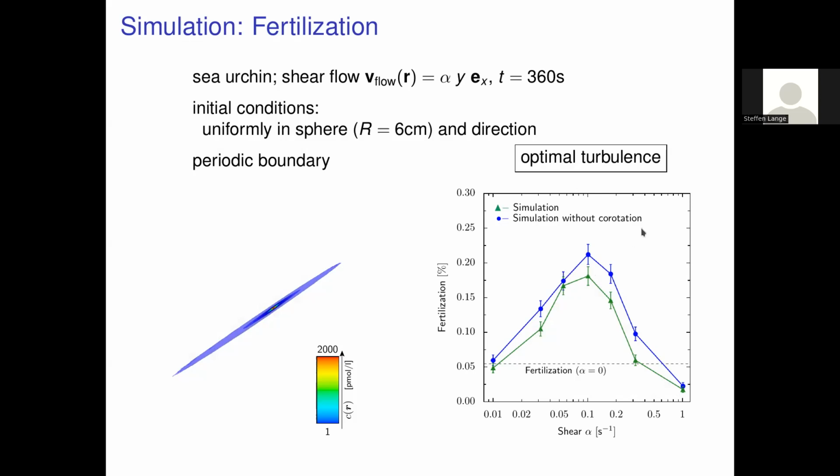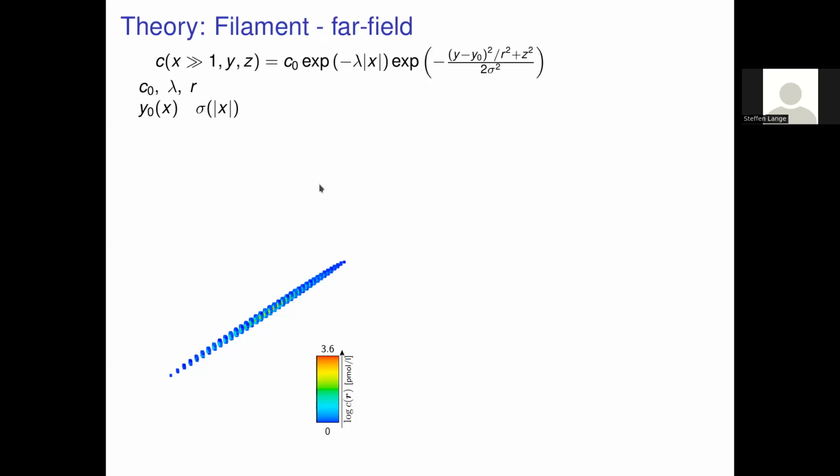The easiest explanation would be to say that this basically scales with the volume that the chemoattractant covers. However, for the given parameters, this chemotactic volume actually increases for all of these shear rates. So we actually have to examine the dynamics within the filaments to understand the optimum.